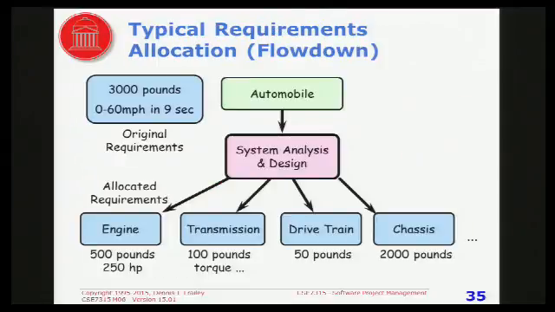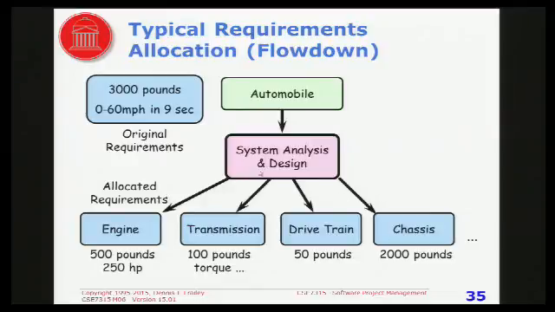Here's typically what happens. It's called requirements allocation. Let's take this example. The system engineer is supposed to design a 3,000-pound car that goes 0 to 60 in 9 seconds. That's the way the end user wants it. That could be the marketing department of the automobile company or something like that. The system engineer says, okay, in order to achieve that, we go through this process we went over last week called system analysis and design, where they say, okay, here are the various parts of the car, and here are the characteristics of each of those parts.